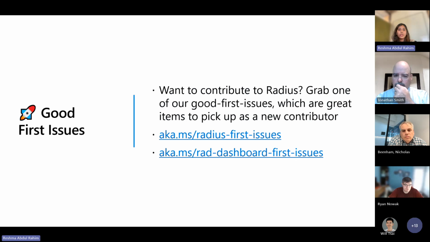So talking about the contribution, I would also want to highlight the Good First Issues link here. These links cover the list of issues that are great items to pick up as a new contributor. Please take a look at them and grab one to get started on contributing to Radius. The first link covers all the Good First Issues from the Radius repositories, so it covers issues from the CLI and other components within Radius.